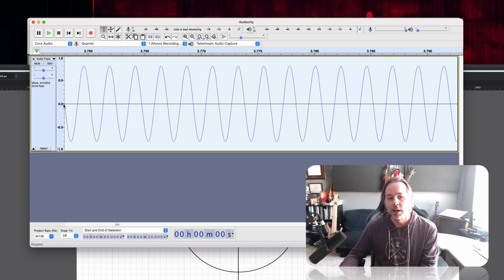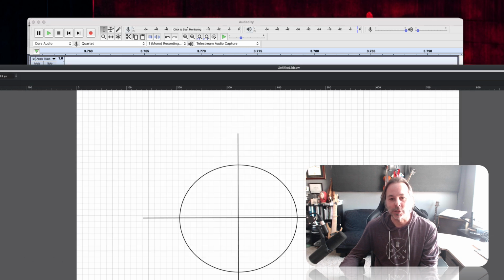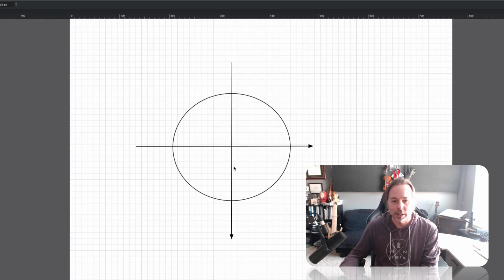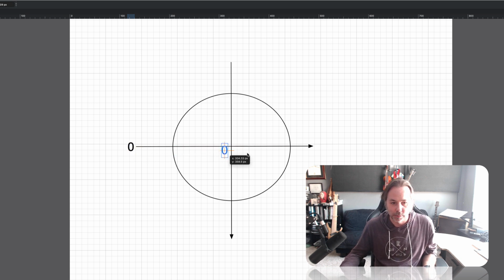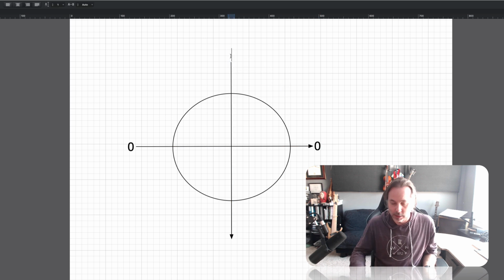So let me just show it to you as a circle. Okay, so here's a circle. Let's say we call this line through its middle axis as 0. Okay, so we're going to put a 0 on both sides. This line, we're going to say, is 1. And this line, we're going to say, is -1. Or the other end of the same line.